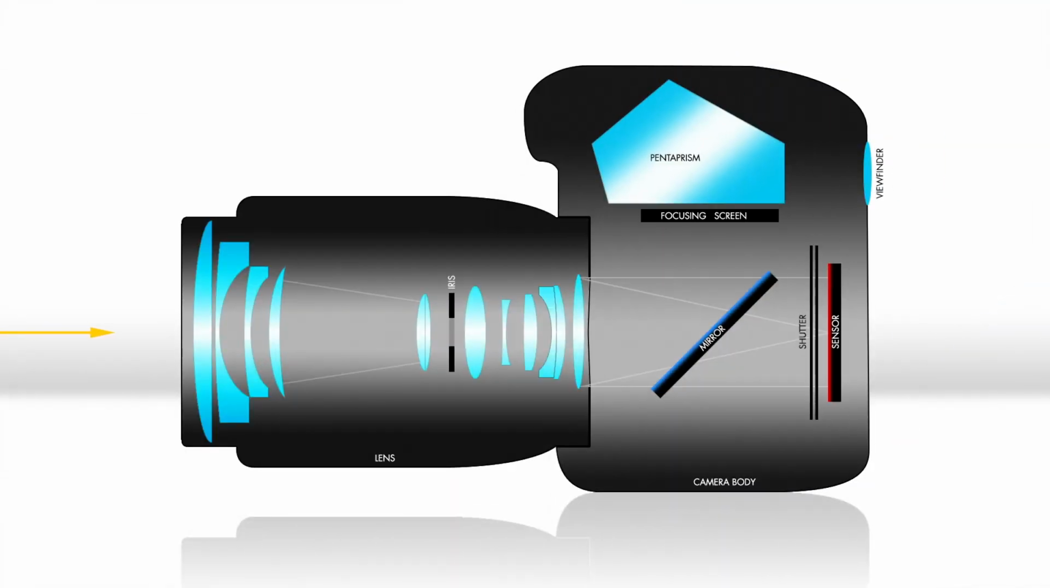So the light is traveling through the lens, through the iris, reflected off a mirror up through the prism and into our viewfinder. The moment we push the button, that mirror flips up and the shutter opens and our sensor is exposed. Of course, if you have a mirrorless camera, well, there is no mirror, but the principle is the same. So looking at this schematic, there's really three things that we can influence.